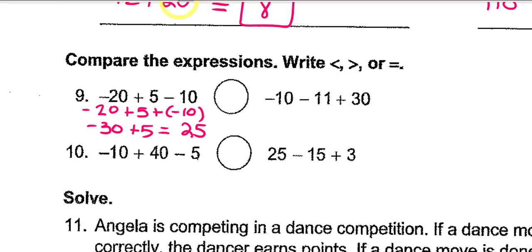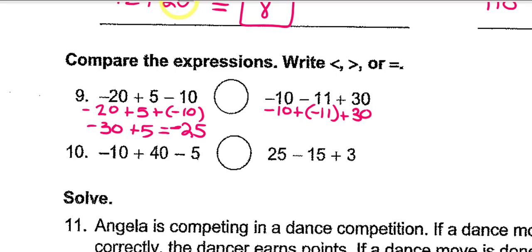And use the sign of the larger absolute value, which in this case would be negative. So this side of the problem is going to end in a negative 25. And I'll solve the other side now. So we have negative 10 plus negative 11 plus 30.